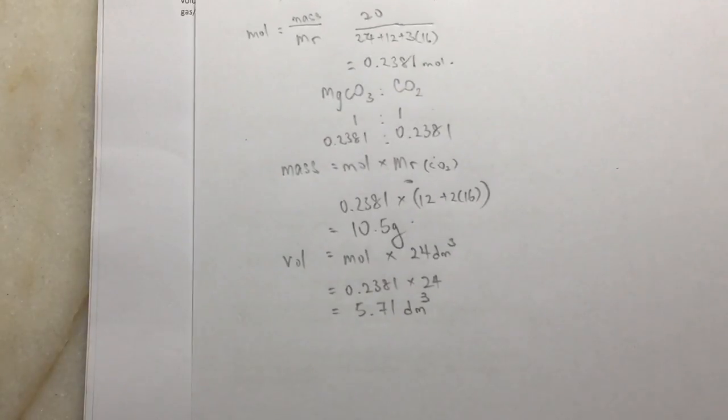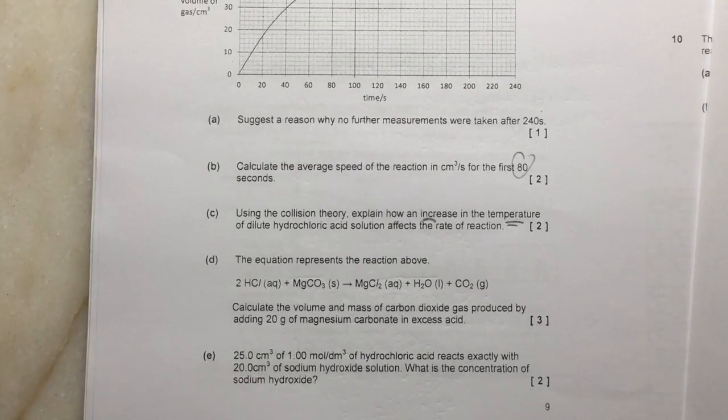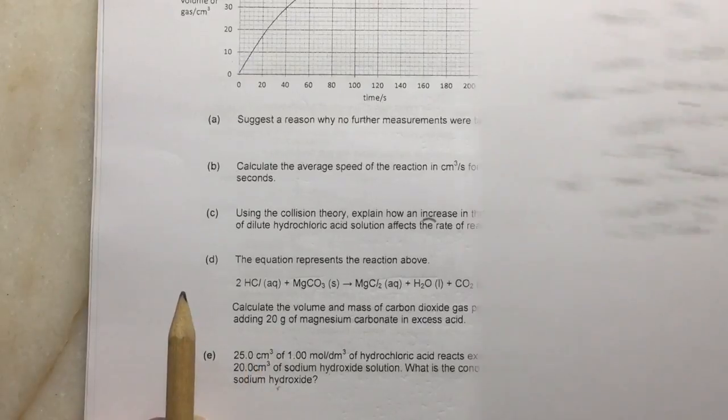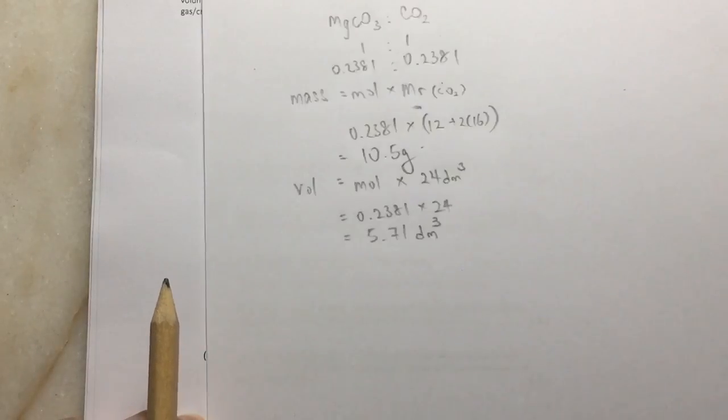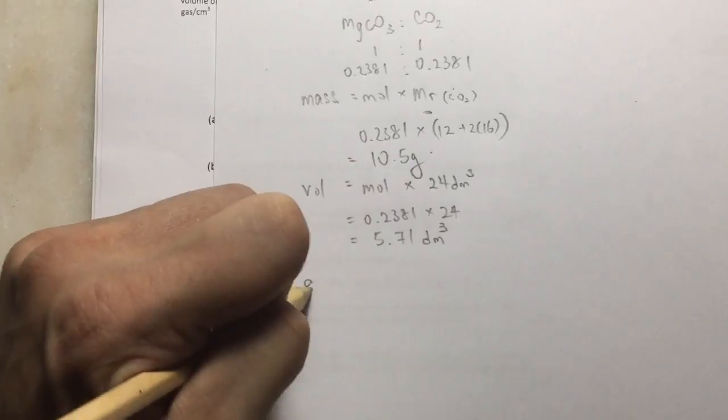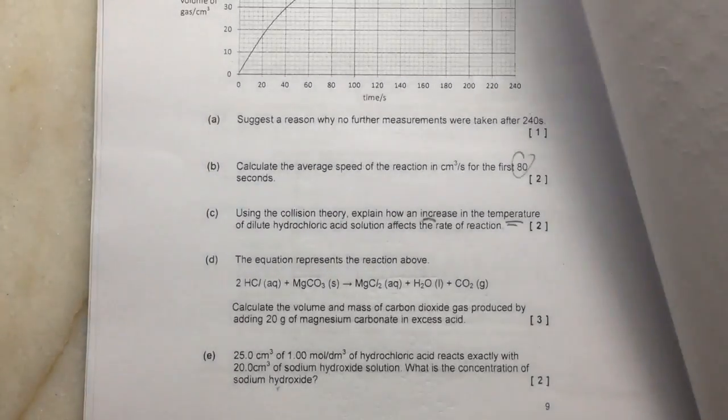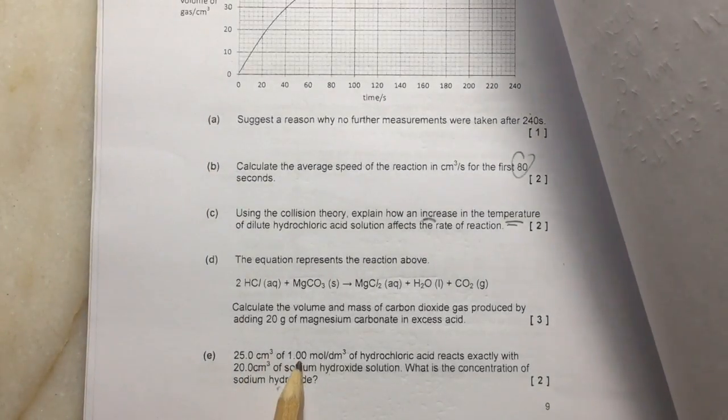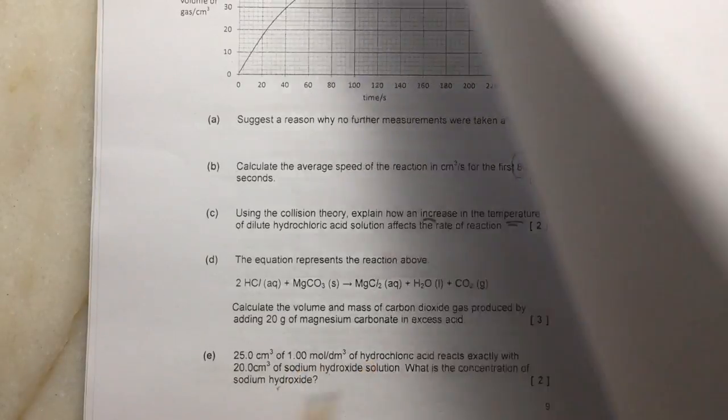Part E. I've got 25 cm³ of 1 mole per dm³ acid reacting with 20 cm³ of sodium hydroxide. Find concentration of sodium hydroxide. So, same steps again. Part E. Let's look for numbers. 25 cm³, 1 mole per dm³ hydrochloric acid.